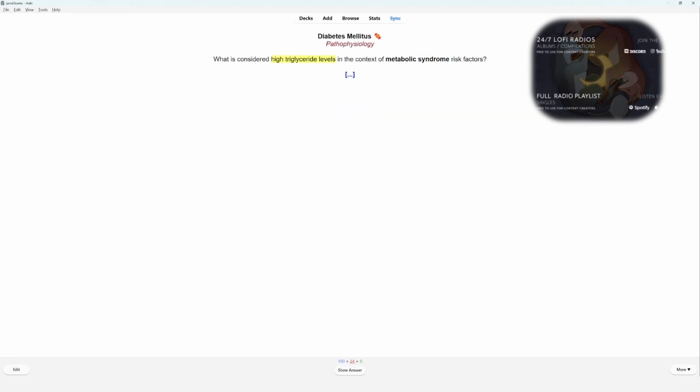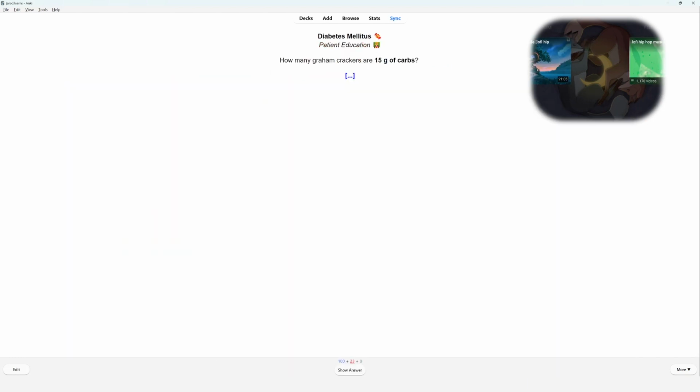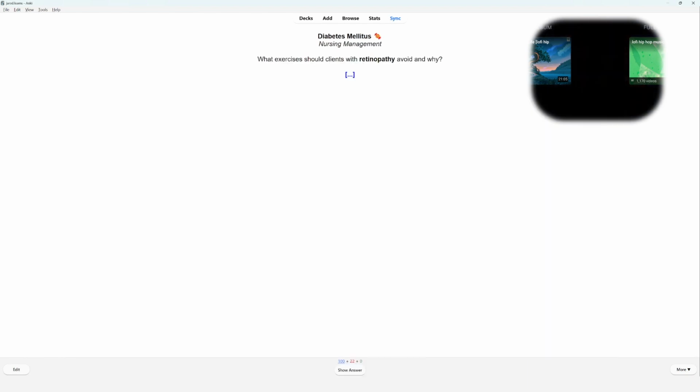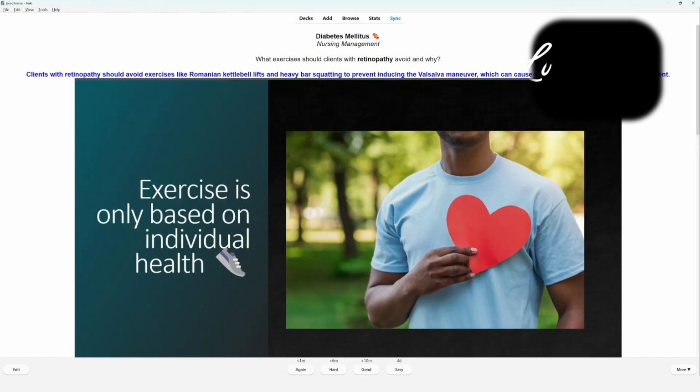High triglycerides for metabolic syndromes, over 150. Graham crackers, 3. Want to avoid the Valsalva maneuver with retinopathy.